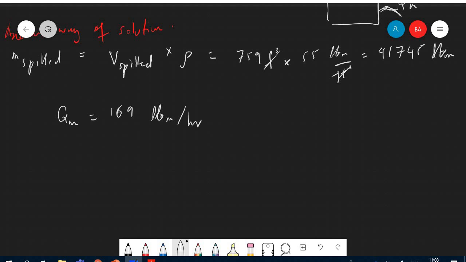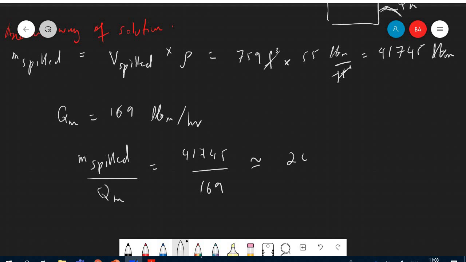169 pound mass per hour. Now if you do your calculation and you say just the M spilled over QM, which is just an approximation, I'm going to have the answer to be about 247 hours. I know that 247 hours is not exact.